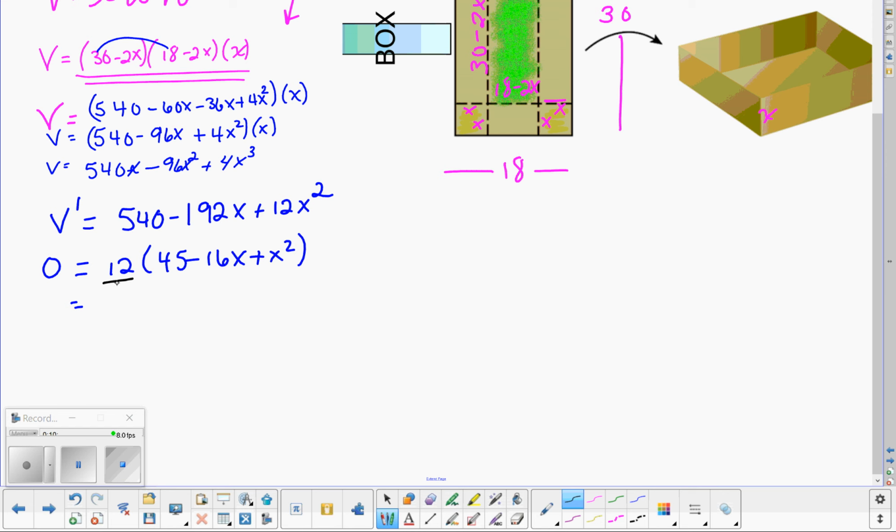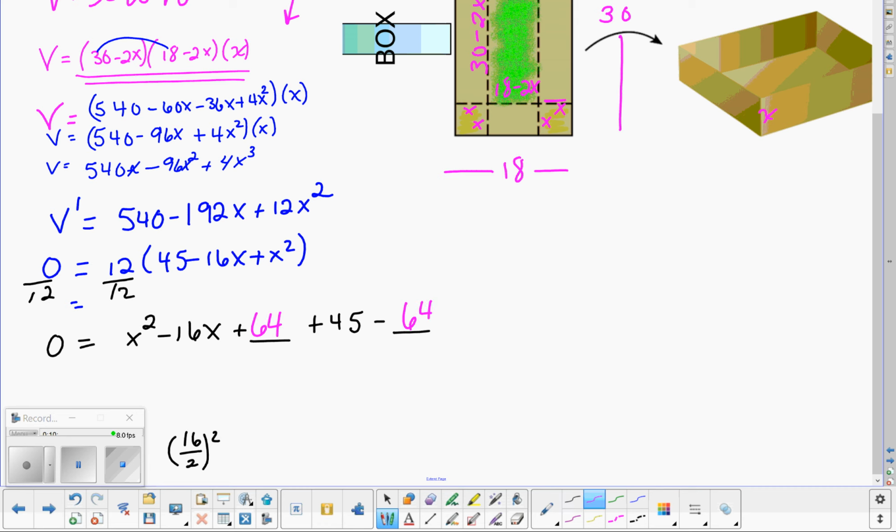Let's divide by 12 and get rid of the 12 on each side and just get this down a little bit easier. So 0 is equal to x squared minus 16x plus something plus the 45 minus whatever I'm bringing in. What I'm doing is setting up to do the complete the square. So take the middle term, divide it by 2, and square it. So we get 8. 8 squared is 64. 64 is our magic number to bring in for completing the square. Now that makes this factorable into an x minus 8 quantity squared minus 19, where this is coming together to make that negative 19.